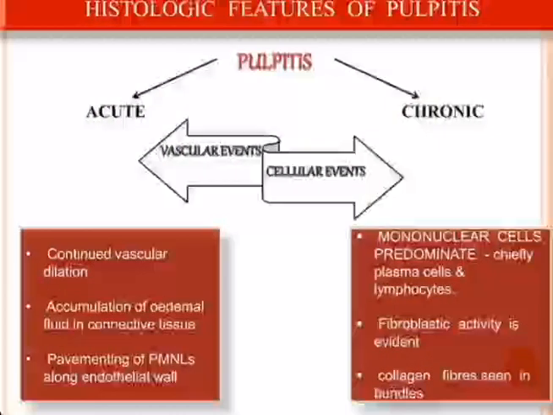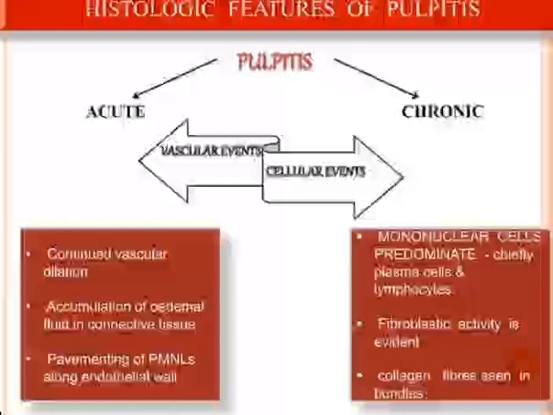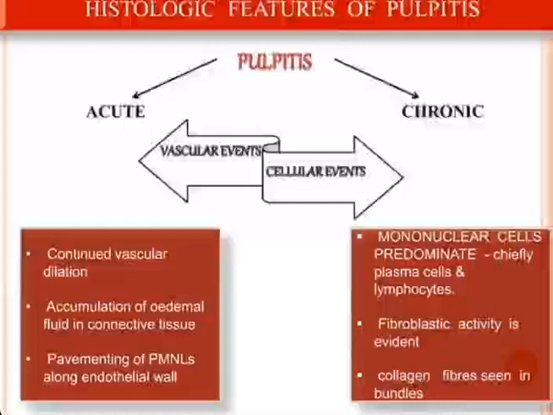The histologic features of pulpitis. In both acute and chronic pulpitis, there will be cellular and vascular events. In acute pulpitis, there will be continued vascular dilation, accumulation of edema fluid in the connective tissue, and pavementing of the PMNs along the endothelial cells.